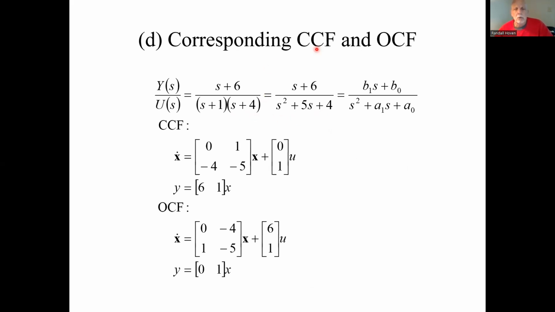Corresponding control canonical form and observer canonical form. Need to multiply this denominator out again in this format so I can match these coefficients. The formula sheet would come in. So my b1 is 1, my b0 is 6, a0 is 4, a1 is 5. Put these in the formats. You'd have to go back to the formula sheet to see how that works. I'm not going to go through that. It tells you where all the A's and B's go.